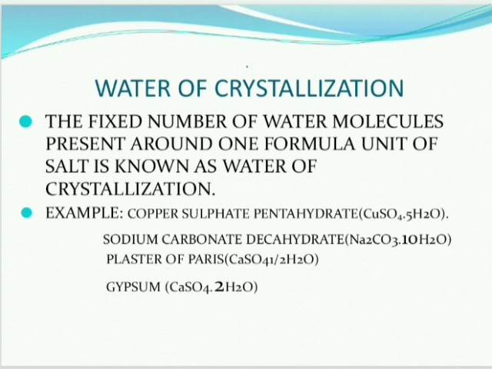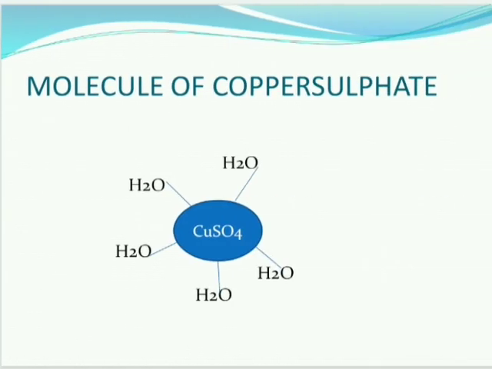Next, gypsum. See, there is a slight difference between gypsum and plaster of Paris. In gypsum, one calcium sulfate will be surrounded by two water molecules, and in plaster of Paris, only half a water molecule will be surrounding one calcium sulfate. So let us see it in a diagrammatic form. See, this is a molecule of copper sulfate pentahydrated. In the middle we have copper sulfate. This copper sulfate is surrounded by how many? 1, 2, 3, 4, 5. 5 water molecules like this. Not more than that or less than that. This is known as water of crystallization.